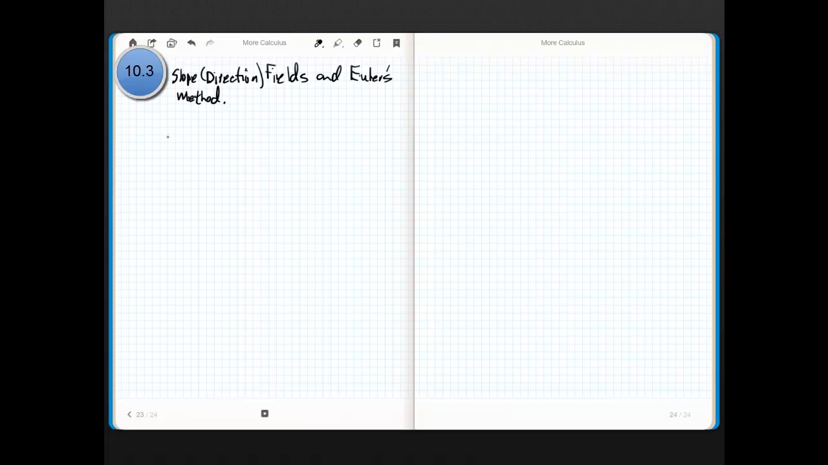We're going to talk about section 7.2, which is slope fields, direction fields, and Euler's method. It's really two little mini lessons. Now, I'm going to mess with something here. Just a sec. Watch this.